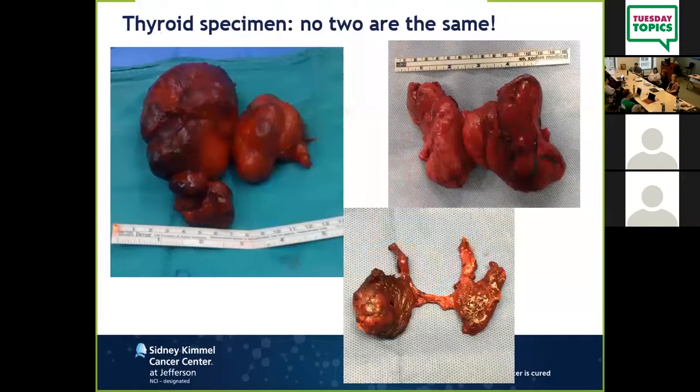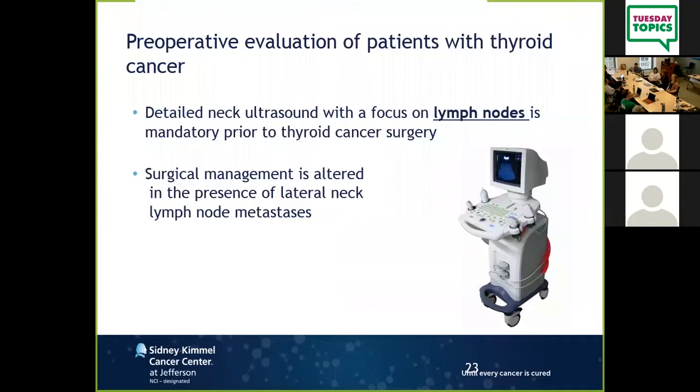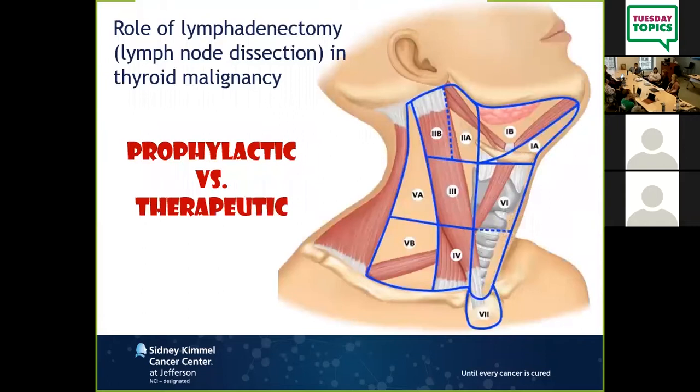So thyroid specimens, no two thyroid cancers are the same. These are various thyroid cancers that I've removed from patients. Important to know your anatomy and know what can be there and what isn't. I'm going to skip over this. In terms of lymph nodes, there are multiple different areas where lymph nodes can be found in the body, and specifically in the neck, we divide it into regions. We talk about the central neck and the lateral neck. That's the easiest way.